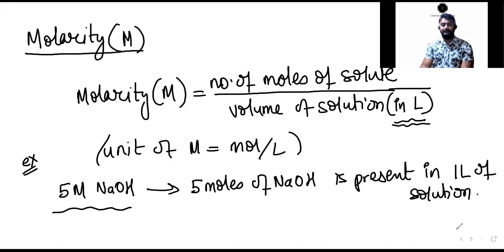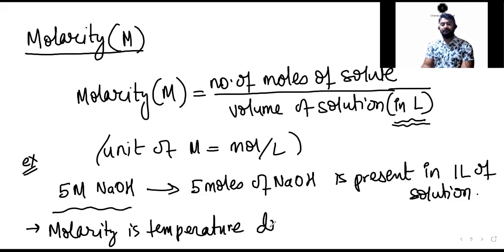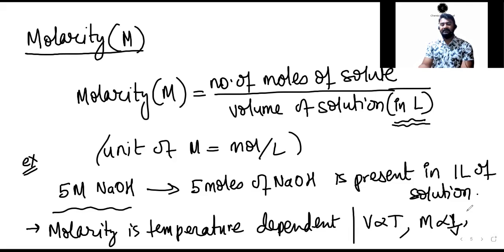Okay, next one. Molality. Since we are at it, let me tell you one more point. Molarity is temperature dependent. Why? Because molarity depends on volume and volume depends on temperature. So since molarity depends on volume, and volume depends on temperature, we can say molarity depends on temperature. Transitive property: if A is equal to B, and B equals C, then A will be equal to C. As simple as that. Next.